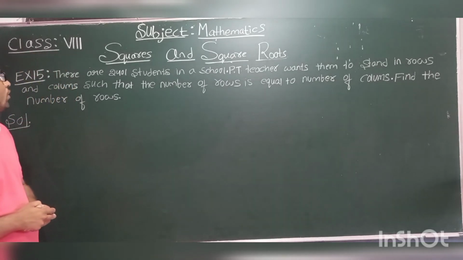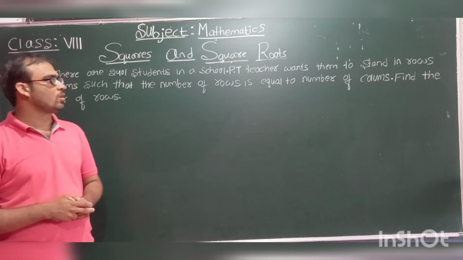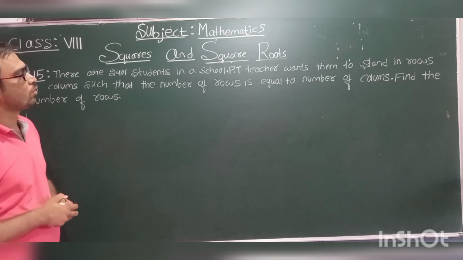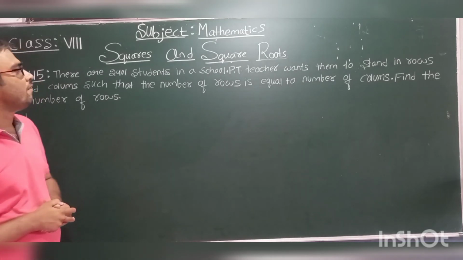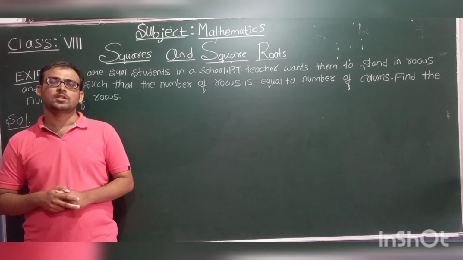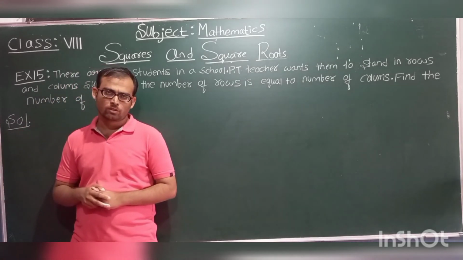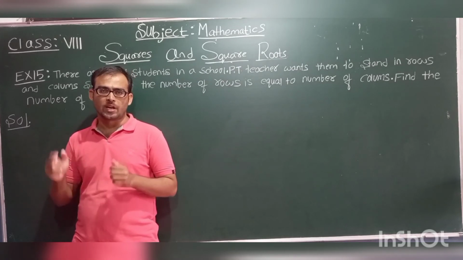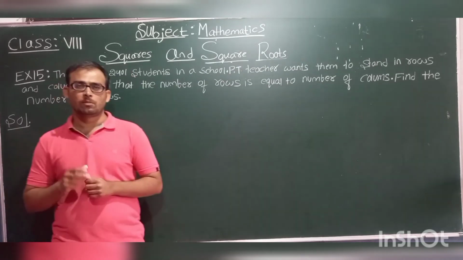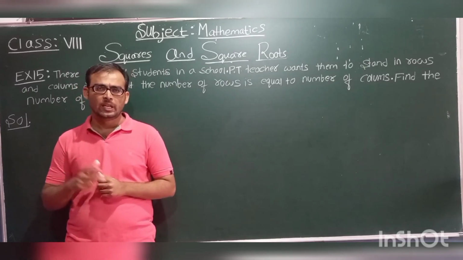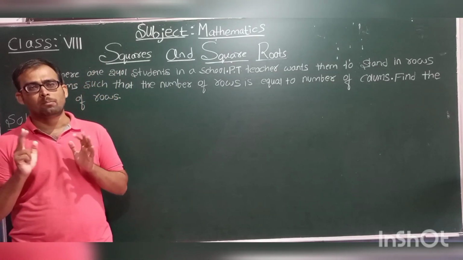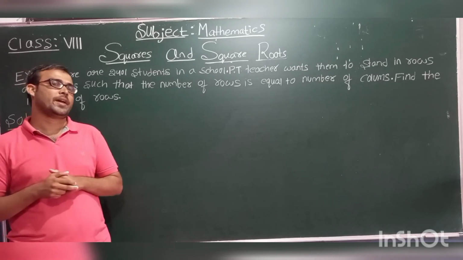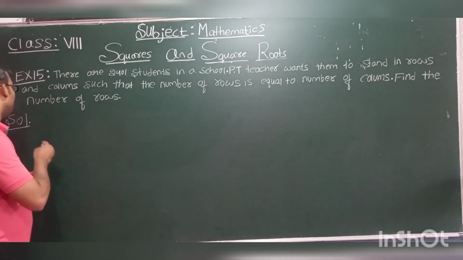There are 2401 students in the school. The PT teacher wants them to stand in rows and columns such that the number of rows is equal to the number of columns. Find the number of rows. So here students, there are a total of 2401 students in the school. The PT teacher wants the students to stand in rows and columns such that the number of rows as well as the number of columns must be equal. If the number of rows and columns are equal, then there will be a square format. Now let us solve.